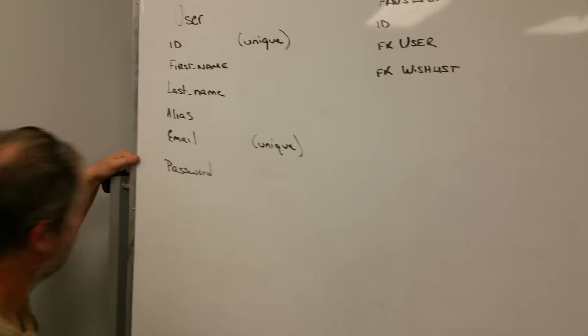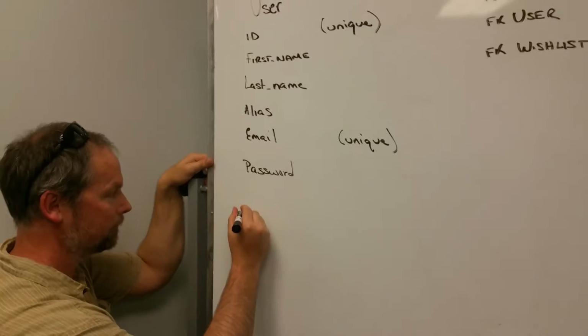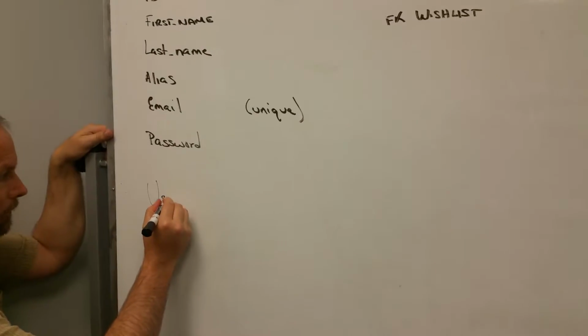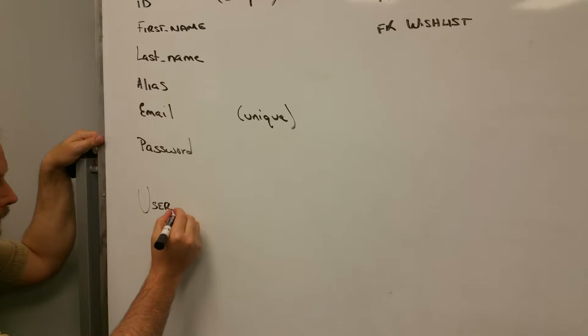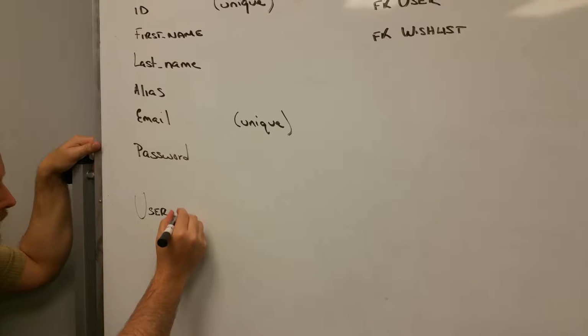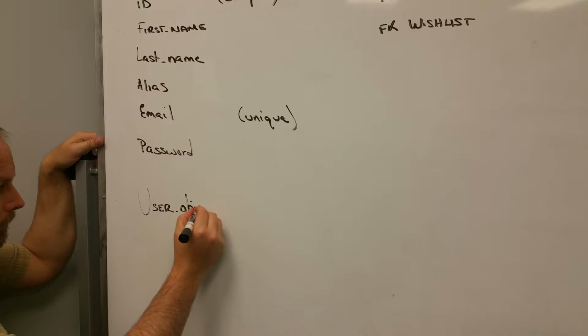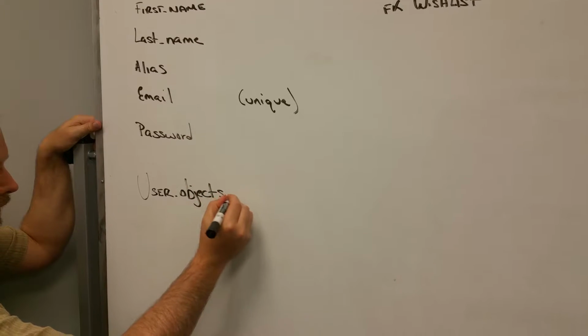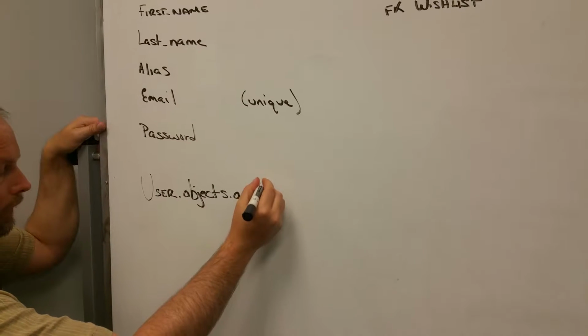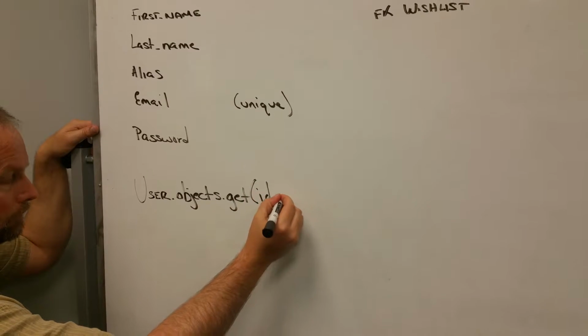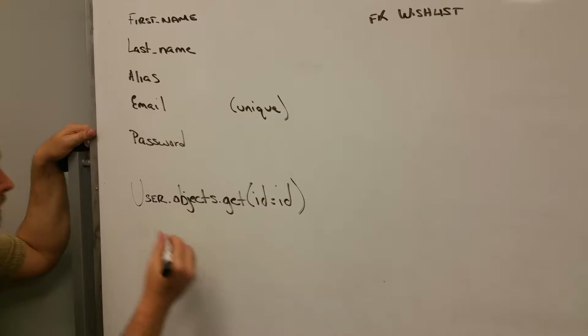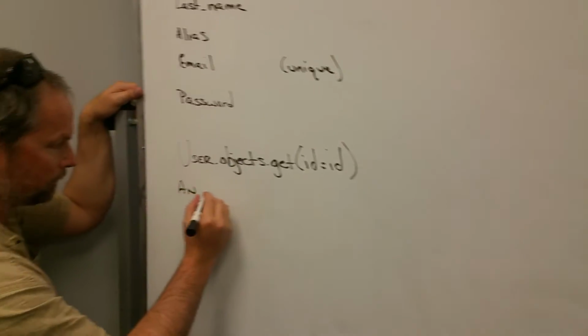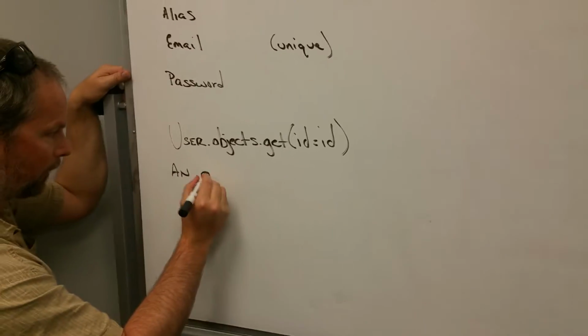So we'd start off with User.objects.get, and then id equals ID. All right, so what this is, it's an individual object with that ID.